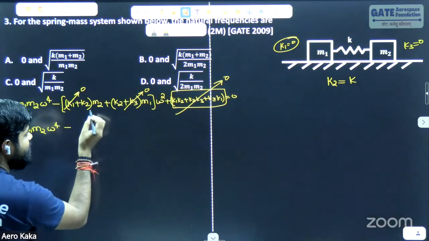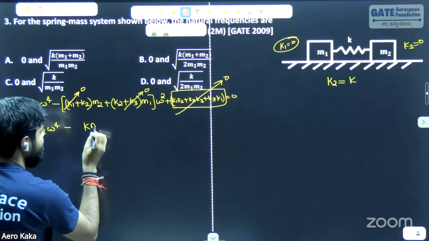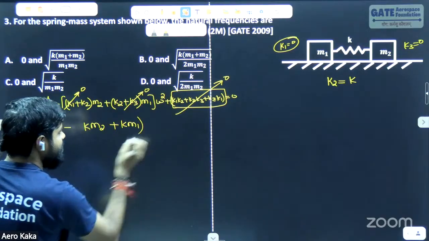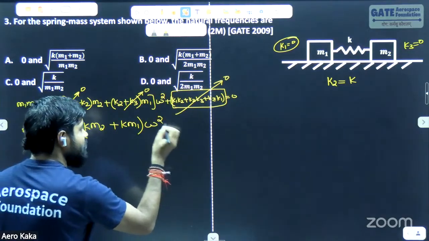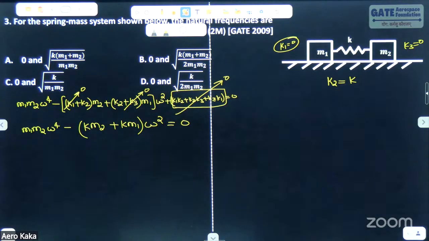How much could you help me? k2 is nothing but k, so I can write here this is nothing but k m2, plus k m1. Are you getting this one? Please verify. Yes? Yes, sir.